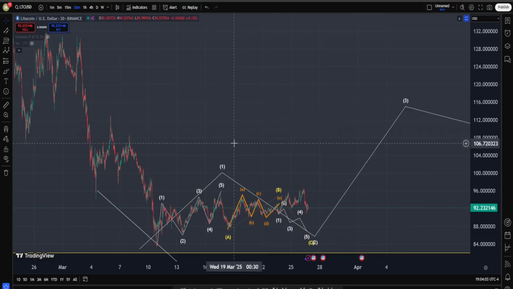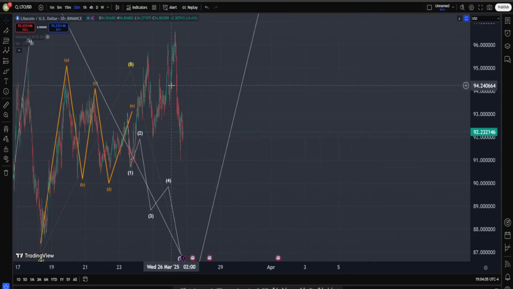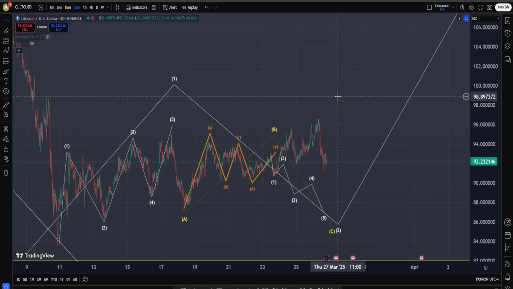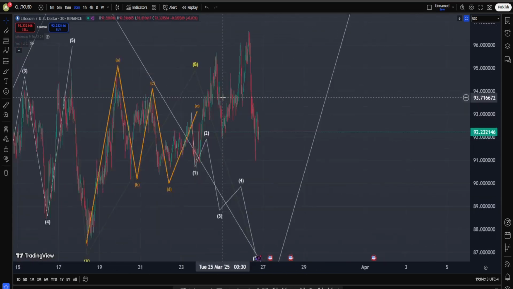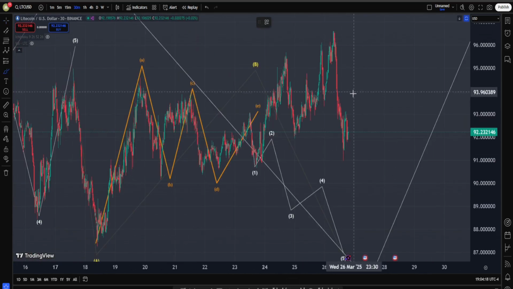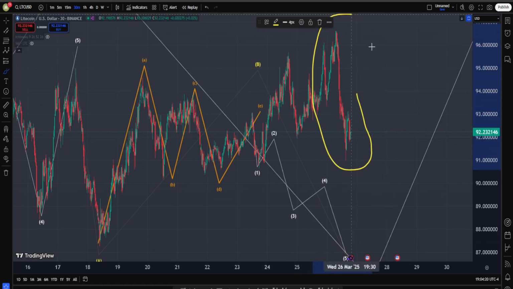Okay, hi everyone, welcome back, and in this update we are going to check out Litecoin, and the general idea is still pretty much the same, and I am still cautiously optimistic. Now, what is happening in the recent move down? As you can see, this is kind of a strong move. However, I think we can still be a bit bullish in this area.